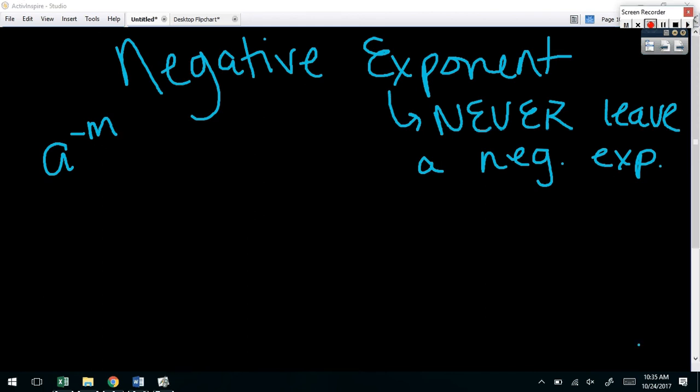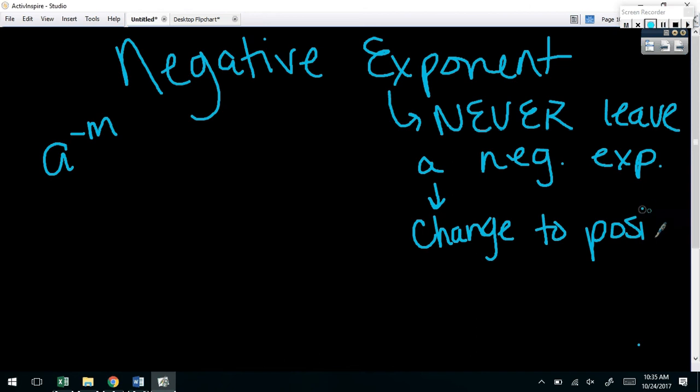If you see a negative exponent, change it to positive. And move it. Move it. What do you think that means? Move it where?